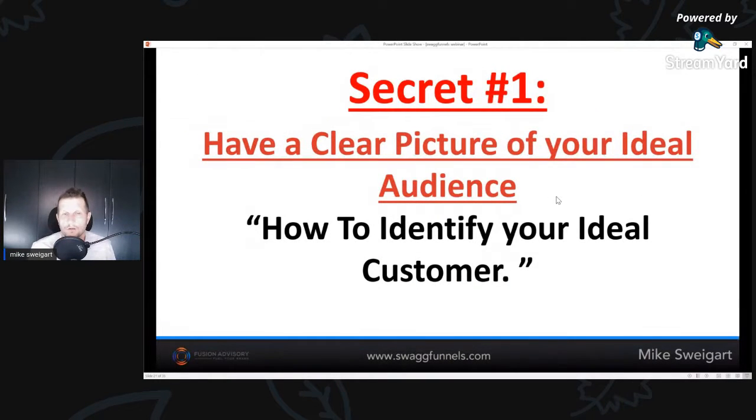Okay, have a clear picture. How to identify your ideal customer. I love this. I talk about this at seminars, trade shows, and workshops all the time. Love talking about ideal customer. Okay, so here's the deal. Think about who your favorite customers are. The customers that appreciate you, the customers that look at you and go, man, I appreciate what you do.